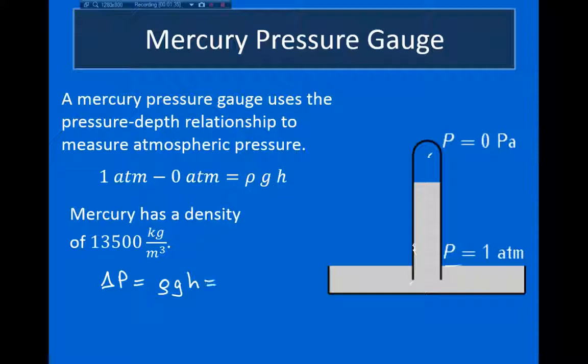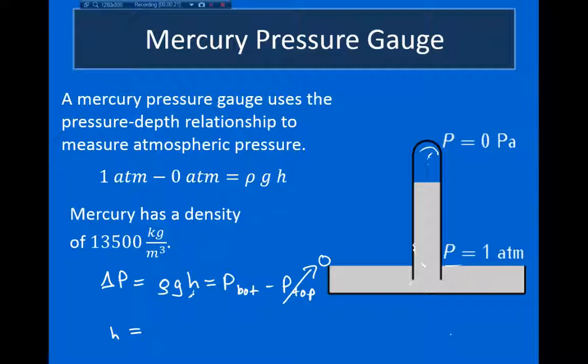So remember, delta P is the pressure at the bottom minus the pressure at the top. But in this case, the pressure at the top is 0 because we're going to completely pump out the top of this pipe. And so if we want to figure out how far the mercury will be drawn up this tube, we can just solve for H.